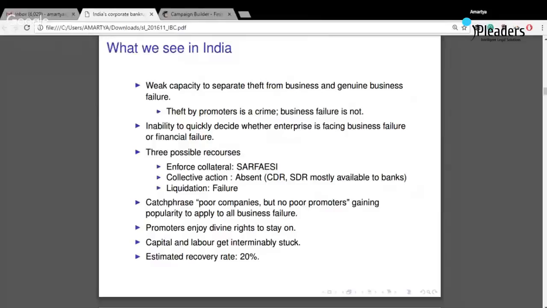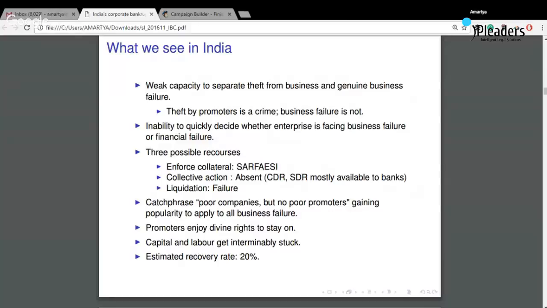The second action available to creditors is collective action. This is currently absent in India. Collective action means that all creditors, not just the banks or the secured creditors, should be able to come together and use the legal mechanism to do resolution of a company which has defaulted on its debt. So currently the closest we have to this is corporate debt restructuring or strategic debt restructuring, the CDR and SDR mechanisms that have been initiated by the Reserve Bank of India. But other than that, we don't have any collective action that facilitates an insolvency resolution of the company, where all creditors can come in the same forum.